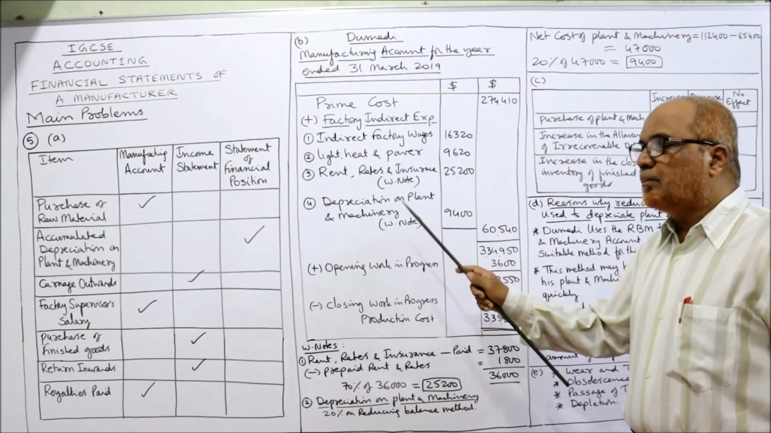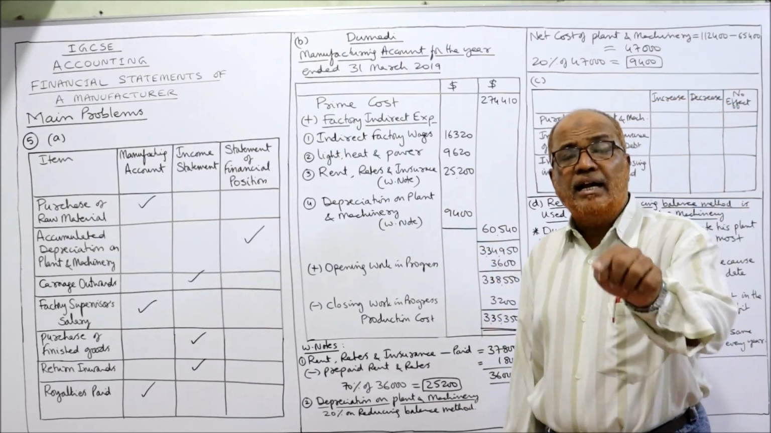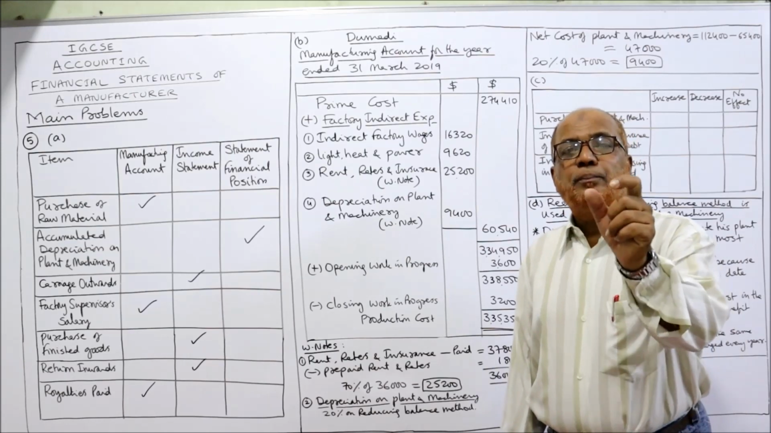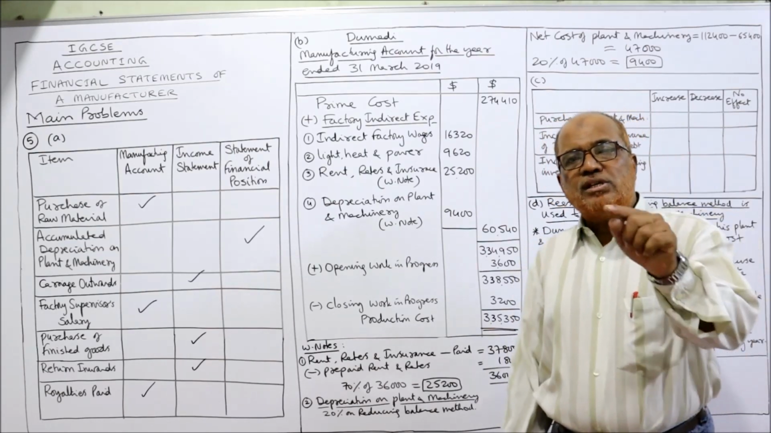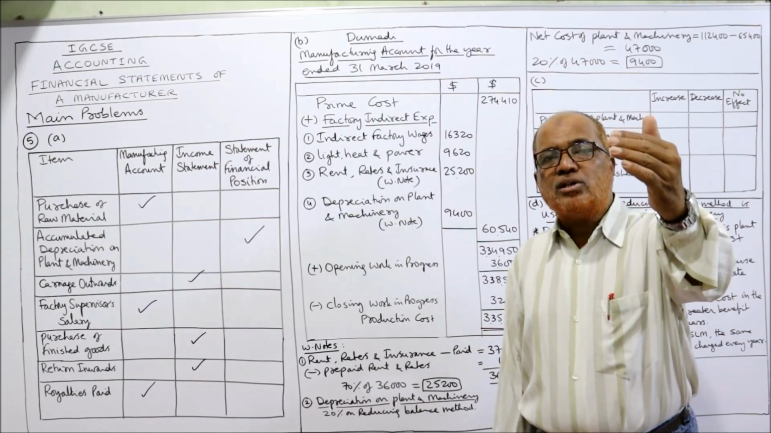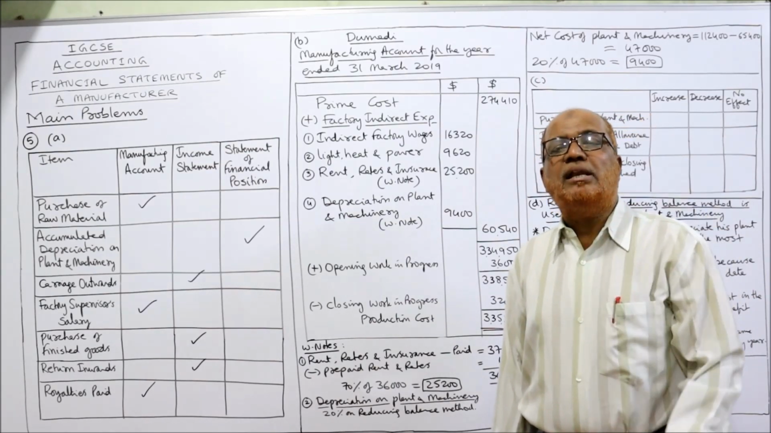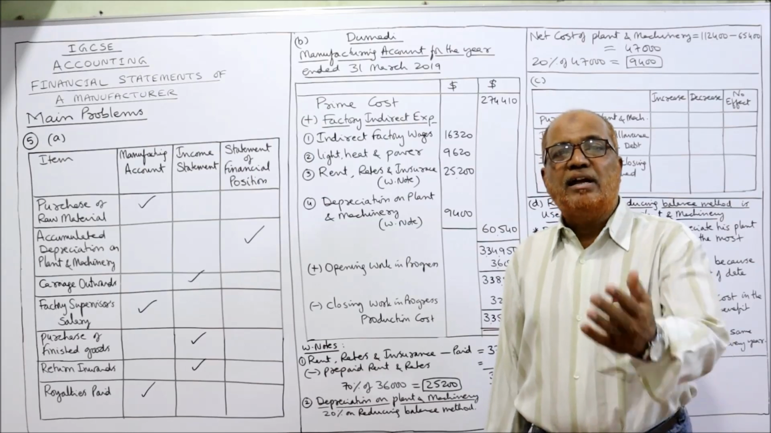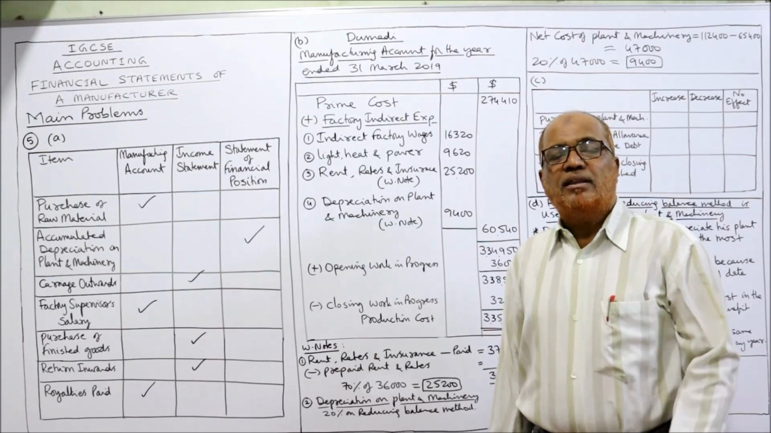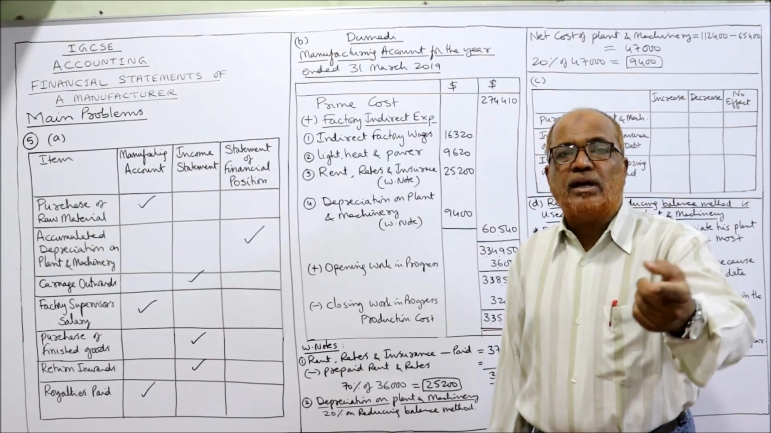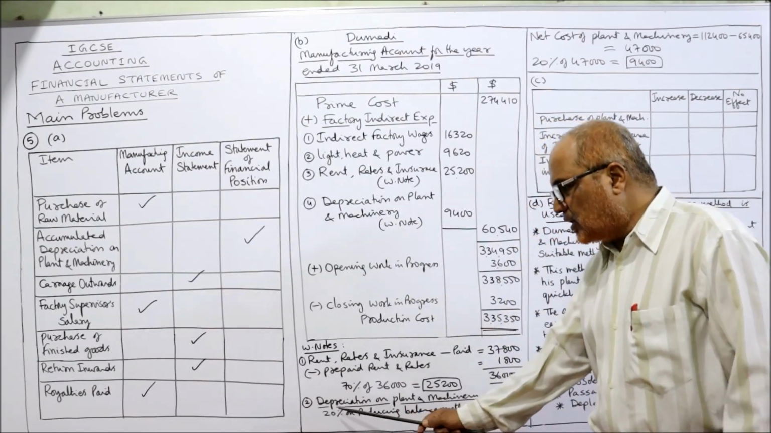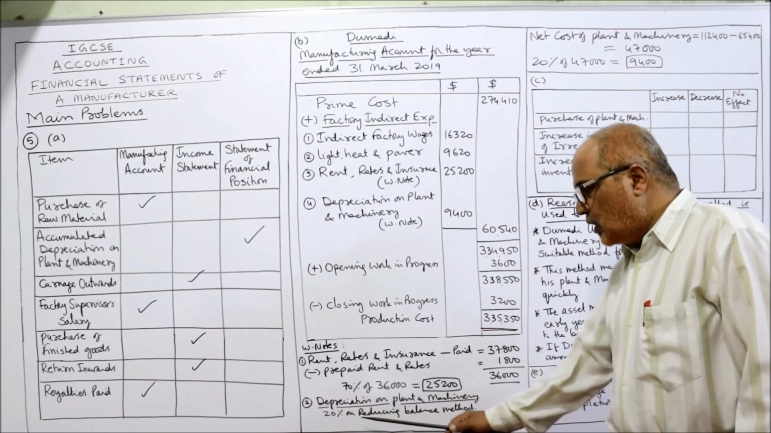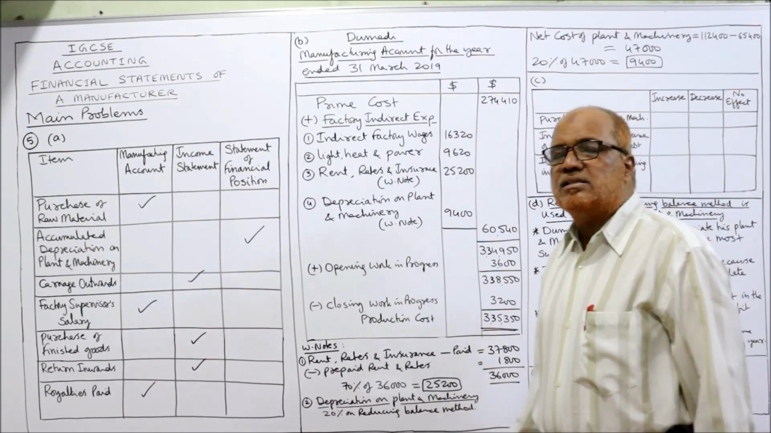Similarly, depreciation on plant and machinery. It is given in the problem 20% on reducing balance method. Reducing balance method means from cost we subtract the accumulated depreciation. We will get the net cost. On that net cost we have to calculate 20% depreciation. So here in working note, depreciation on plant and machinery, 20% on reducing balance method.